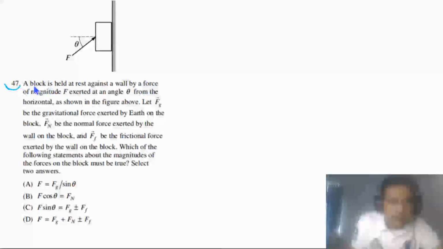Question 47 says a block is held at rest against a wall by a force of magnitude capital F exerted at an angle theta from the horizontal as shown in the figure above. Let F sub G be the gravitational force exerted by Earth on the block, F sub N be the normal force exerted by the wall on the block, and F sub F be the frictional force exerted by the wall on the block.